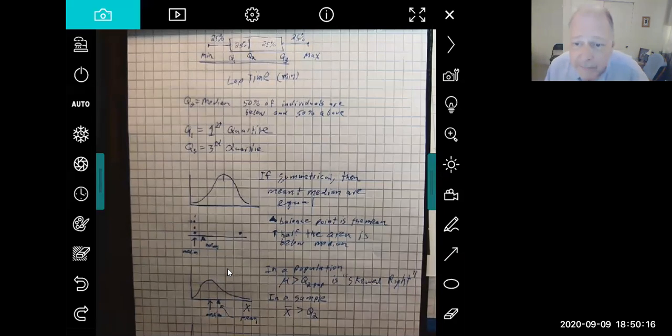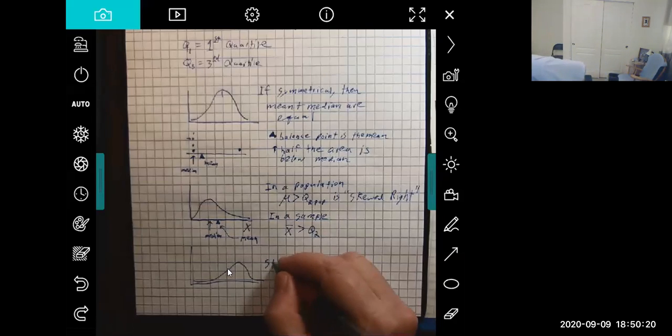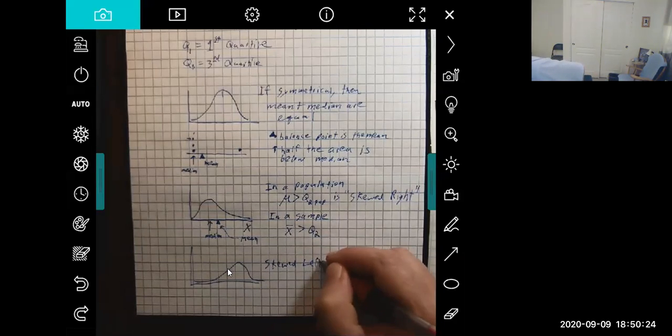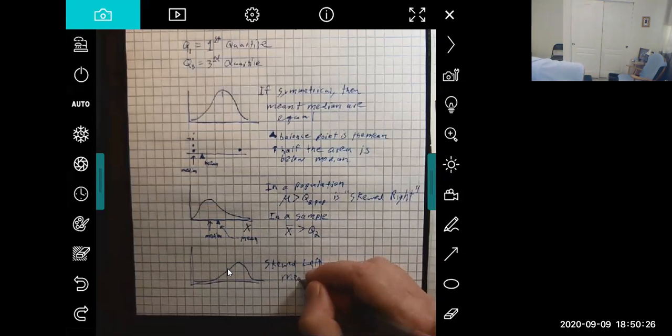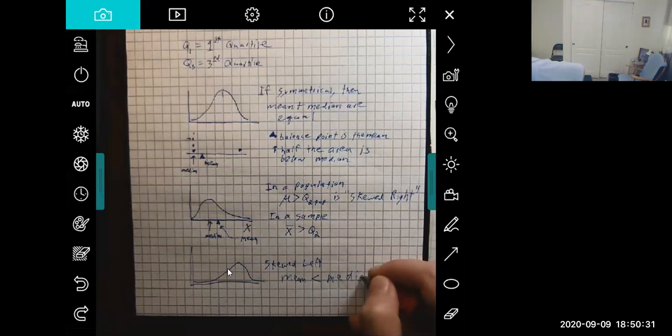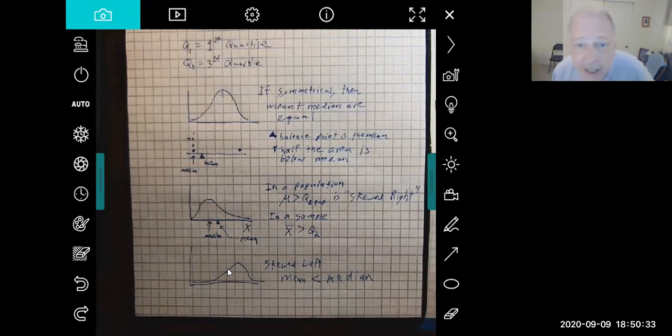And then skewed left goes the other way. The mean's less than the median, that's skewed left. Okay.